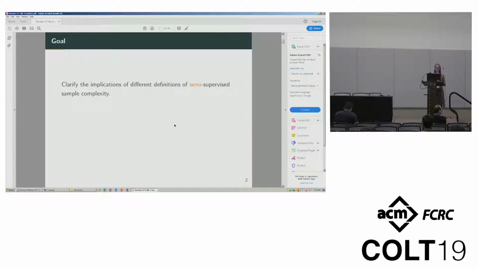So the goal of this work, and to a lesser extent this talk, is to clarify the implications of different definitions of semi-supervised sample complexity.